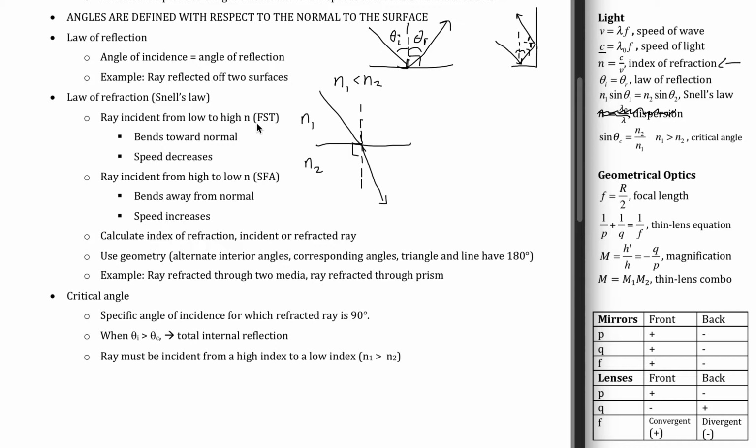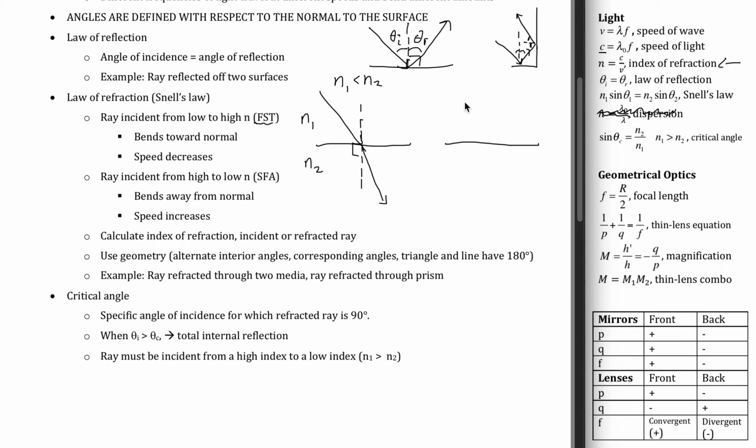An abbreviation or a mnemonic here is FST. This stands for fast, slow, towards. So if you're going from a fast medium to a slow medium, you're going to bend towards the normal, if that's helpful. And then the opposite happens if you're going from a high index medium to a low index medium, SFA. So from a slow medium to a fast medium, you're going to bend away from the normal.